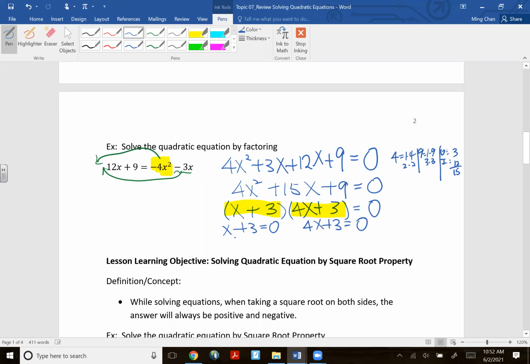And solve for x. So I'll move the positive 3 over, so there'll be negative 3. Move the positive 3 over, there'll be 4x equal to negative 3. And divide both sides by 4, so that should give me negative 3 over 4. Right, positive 3 comes over, becomes negative 3, divide both sides by 4. So that's negative 3 over 4.